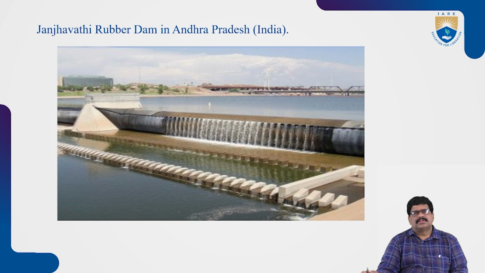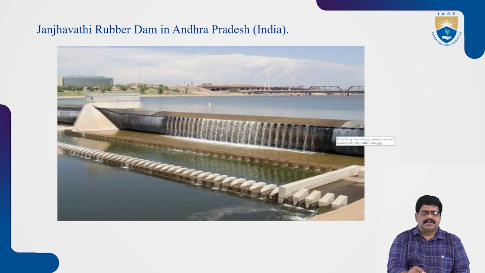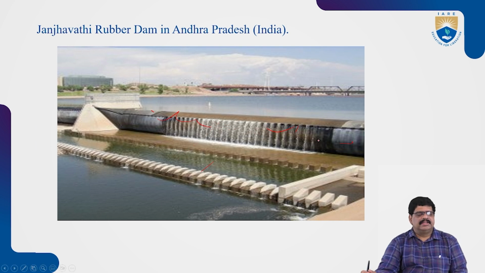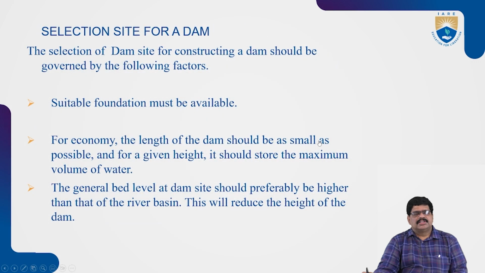Janhavi Rubber Dam in Andhra Pradesh in India. This is the rubber dam which is constructed across the river, and it can be temporary. It can be constructed according to the storage. If it is filled with air inside, it can store some water. After releasing the air, the water will flow. It is a temporary structure on the Janhavi river, constructed across it in Andhra Pradesh. So these are the different types of dams which can be constructed.